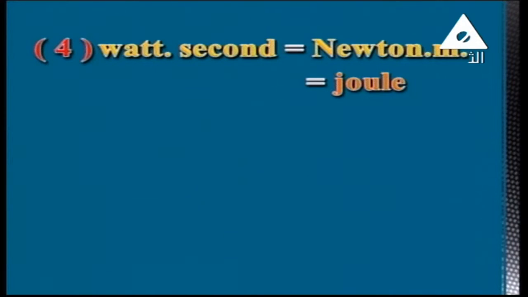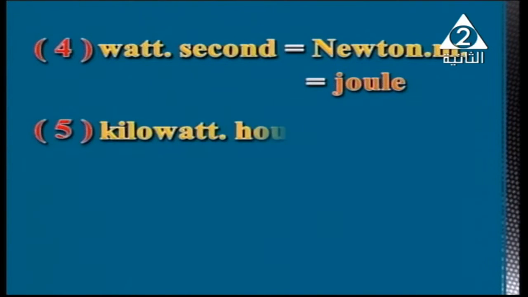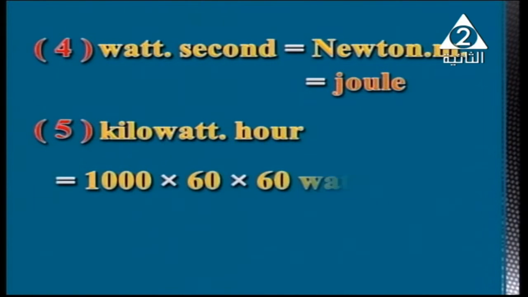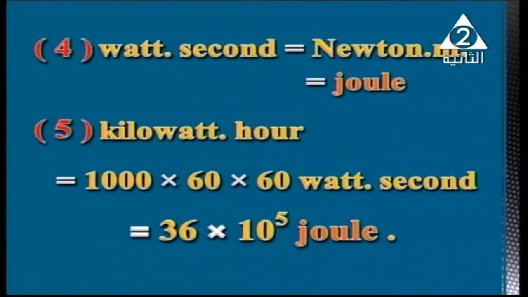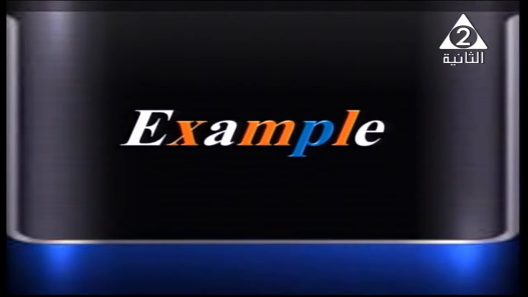We know that joule equals Newton times meter, and Newton times meter equals watt dot second. Kilowatt dot hour: kilowatt equals 1000 watt. We convert from hour to second, equals 60 times 60. Then when we convert from kilowatt hour to watt second, we multiply 10 power 3 times 3600, which is 36 times 10 power 5 joule. My dear student, now we move to an important example.